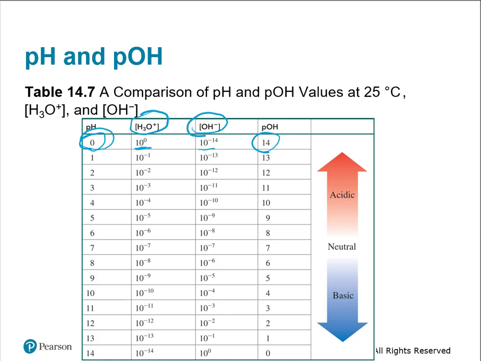Notice that pH plus pOH is going to equal 14. Same for all of these. 1 plus 13 would equal 14. If I went down here, my hydronium ion concentration 10 to the negative 8, I would have a pH of 8. 10 to the negative 6, I'd have a pH of 6. 8 plus 6 is going to give me 14.